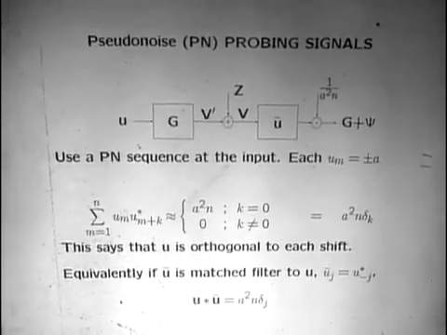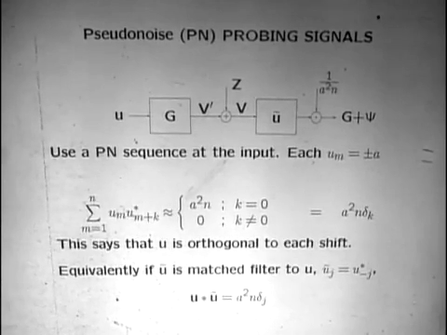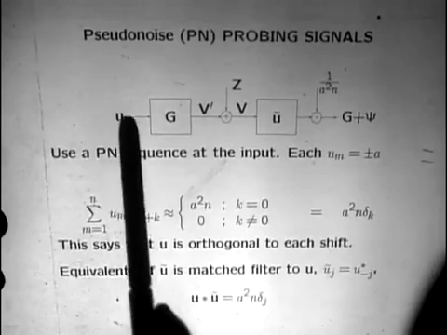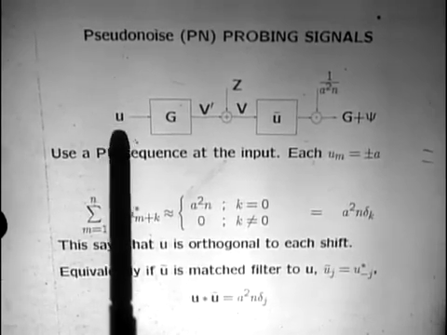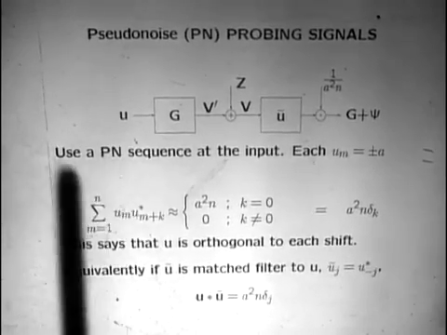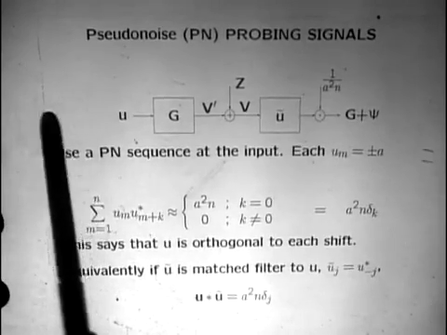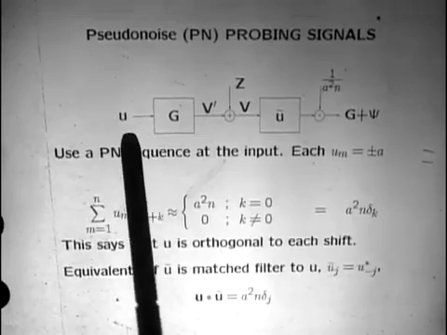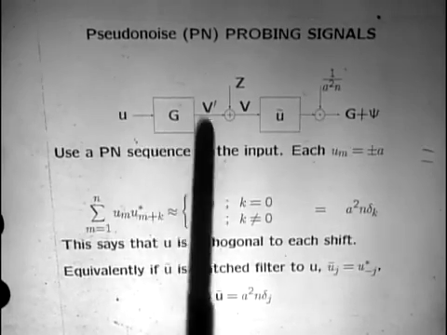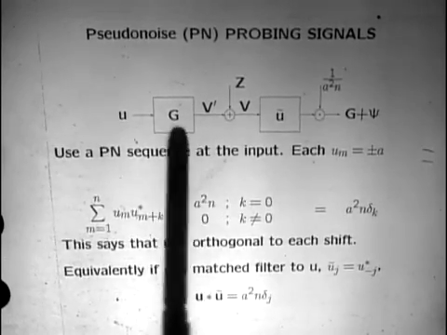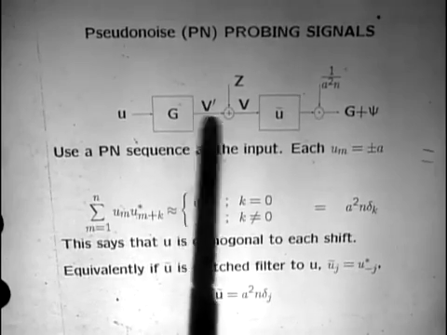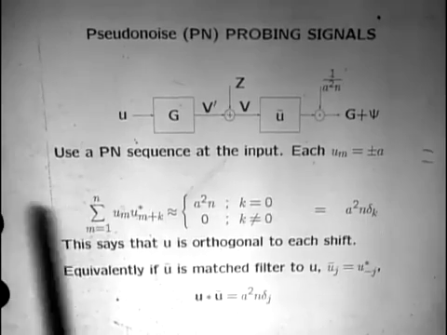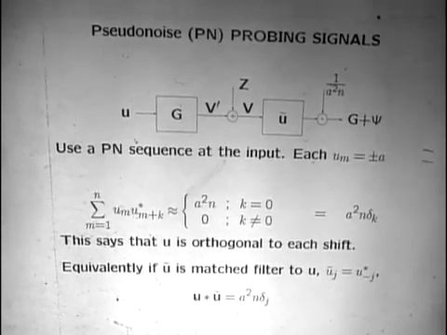Okay, so we'll think in terms of vectors now. We have a vector input, u1, u2, up to u sub n, a vector of length n. So we're putting these discrete signals in one after the other. We're passing them through this, which is a digital filter now. So what comes out here, v prime, is just a convolution of u and g. We then add the noise to it.